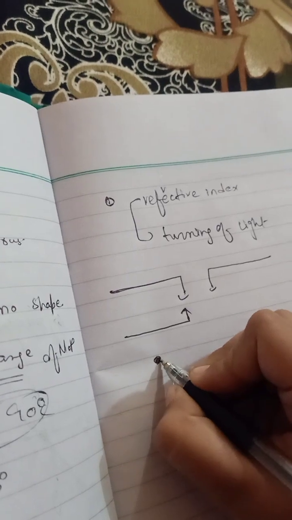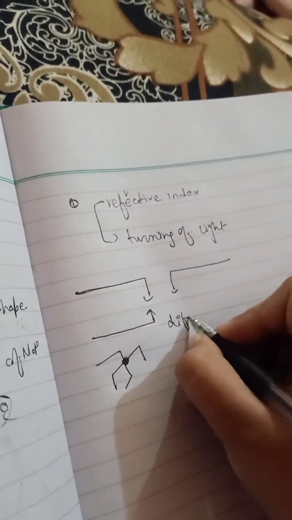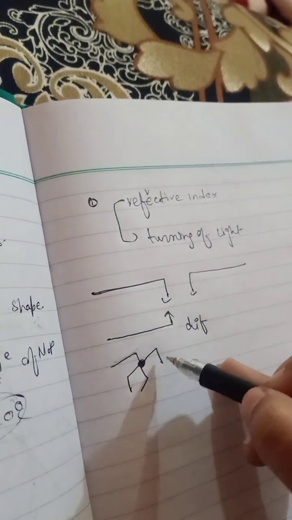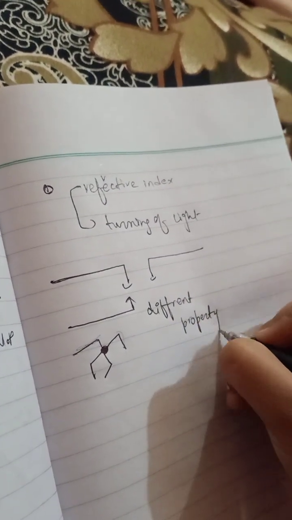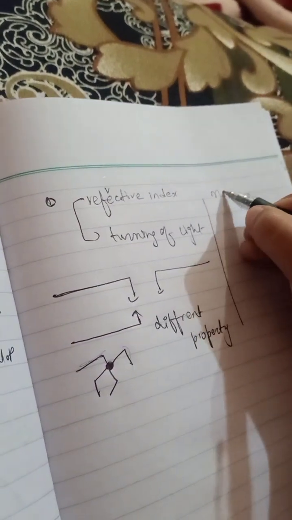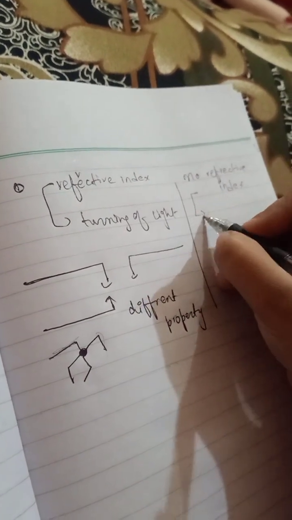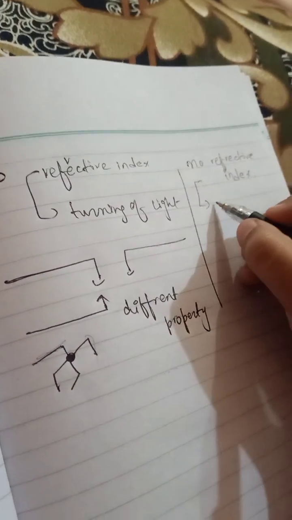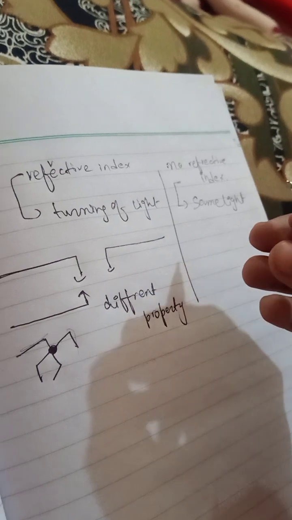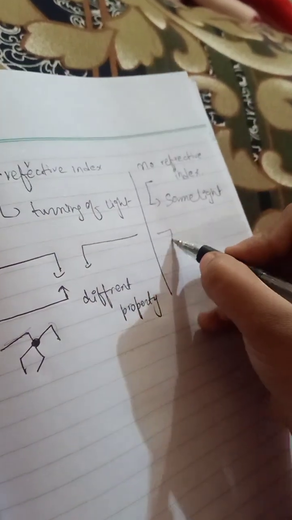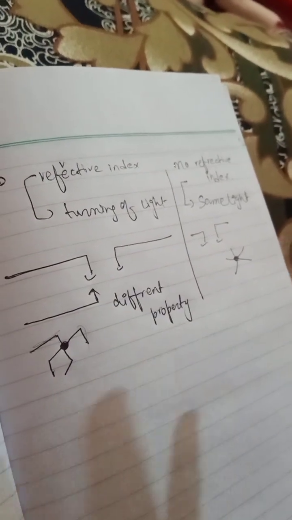Okay, the turning of the light, like this, like this, like this. So these are different; you can say the light varies from point to point, so they have different properties, or it varies from particle to particle or place to place. If we talk about this one, they have no refractive index, which means there will be a turning of light, but the property will be the same. The light will be different but having the same property, like this.